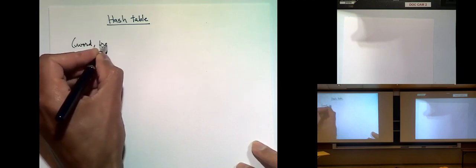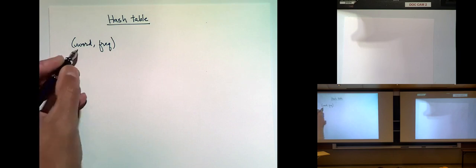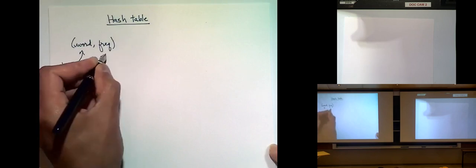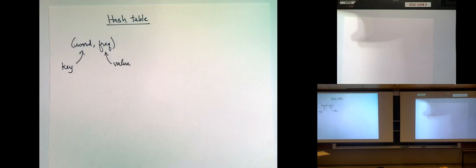You're maintaining word and frequency, right? You're maintaining for every word how many times this word occurred, and you had to update this information every time you saw it. Often in the language of hash tables, we'll think of the word as the key and the frequency as the value. So they're called key value pairs.